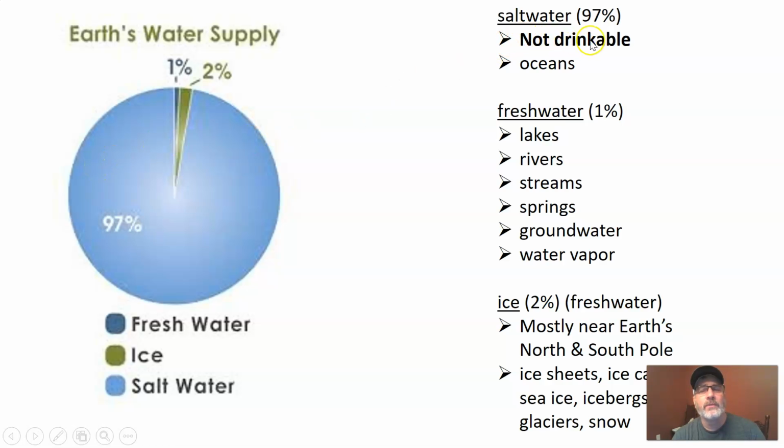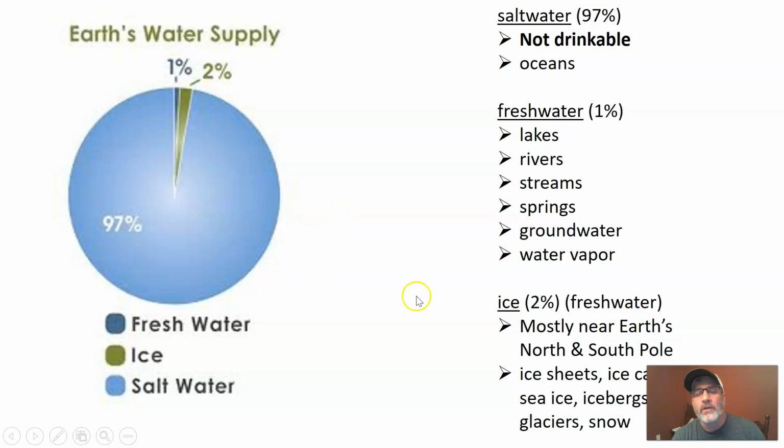Now, that turns out to be important because salt water is not drinkable. It is not usable by most living things. If you tried to drink only salt water, it would make you hypertonic, which is a condition that would eventually kill you. Salt water we mostly find, of course, in the oceans. So 97% of all of Earth's water is unusable for most living things.